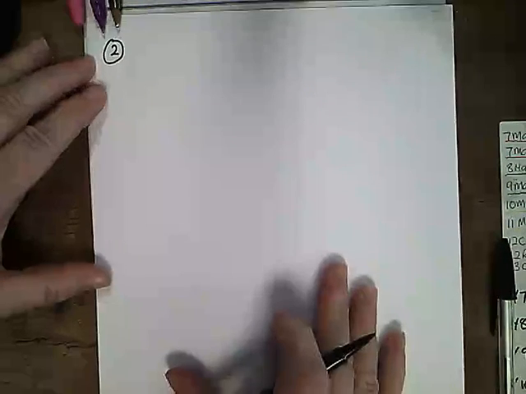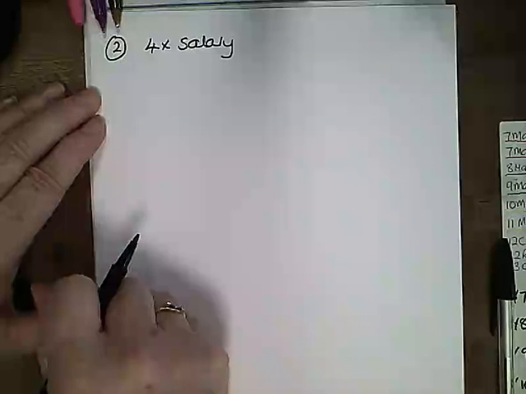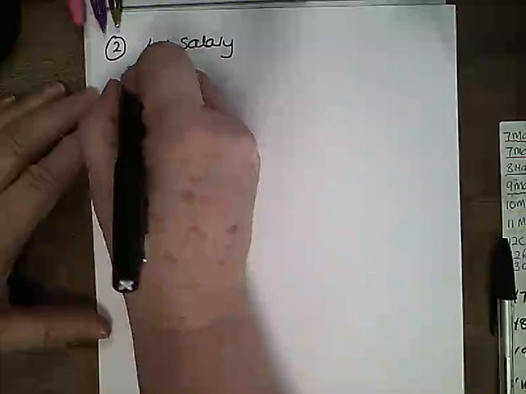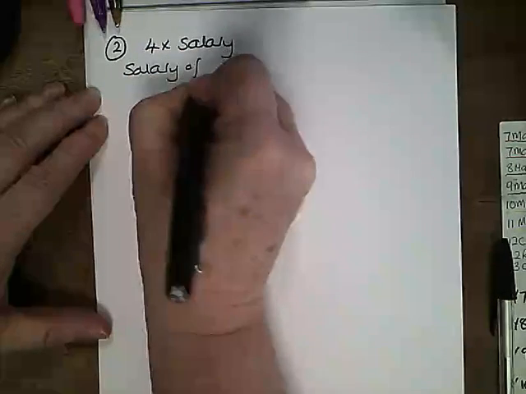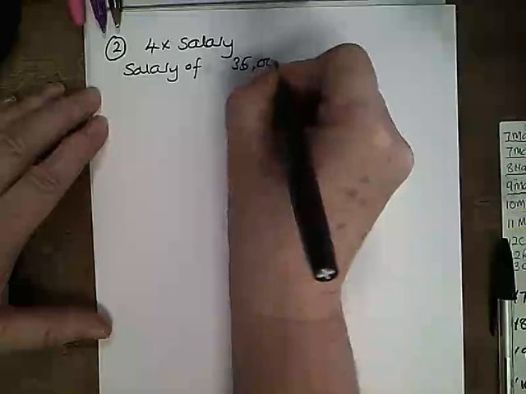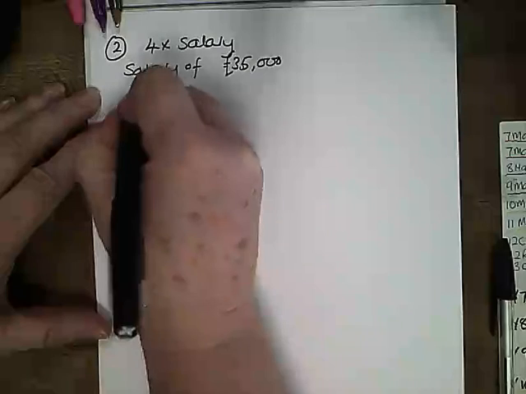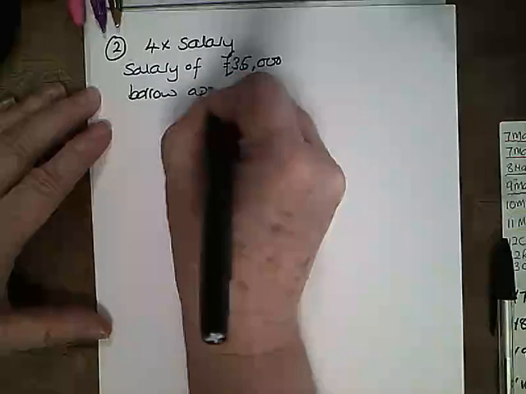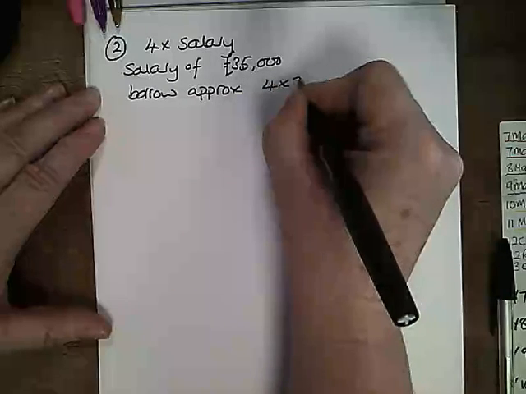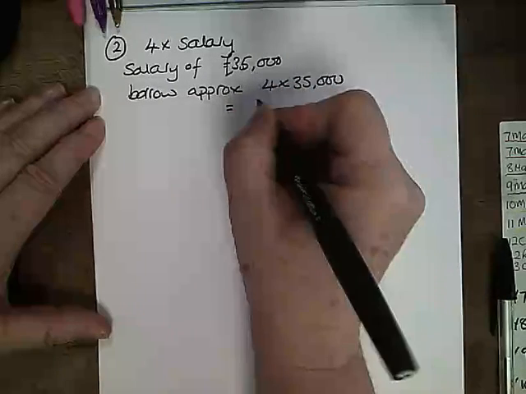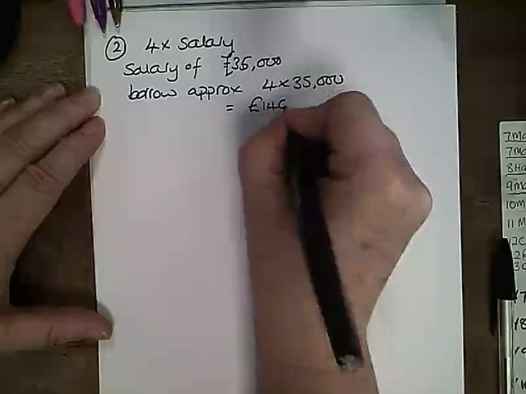Now, in the material that you were given, it talked about how much you could borrow, and generally it's about 4 times your salary. It does depend on what job you have, what circumstances you're in, and what your other loans and outgoings are. So if you have a salary of £35,000, then you can borrow approximately 4 times that amount, 4 times £35,000, which is around about £140,000.